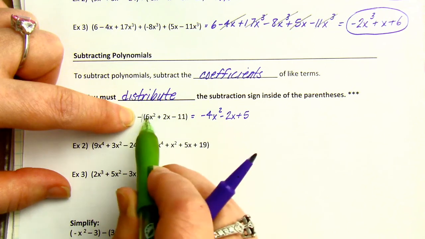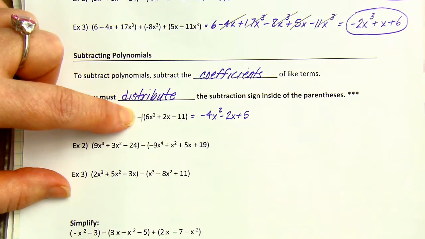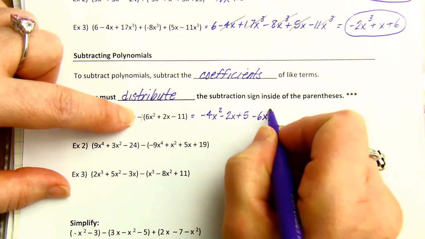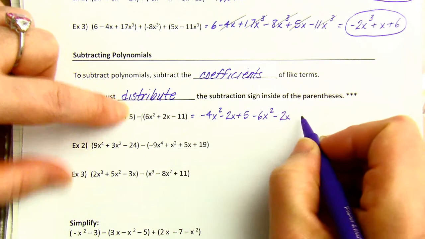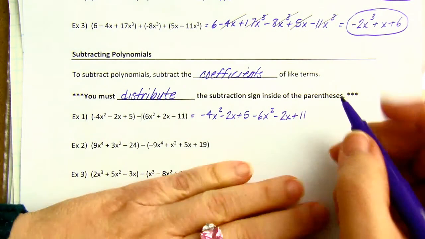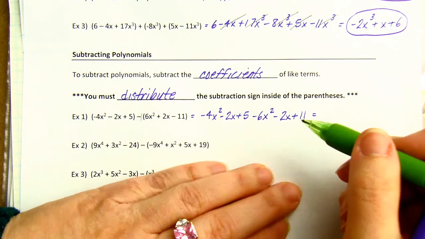So the opposite of the group means the opposite of this, the opposite of that, and the opposite of that. The opposite of 6x squared is negative 6x squared. The opposite of positive 2x is negative 2x. And the opposite of negative 11 is positive 11. Okay, now I'm going to combine like terms.